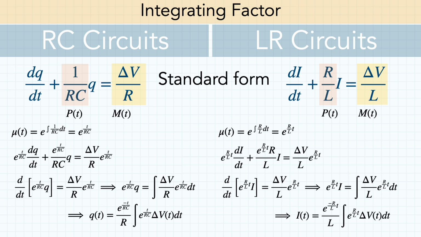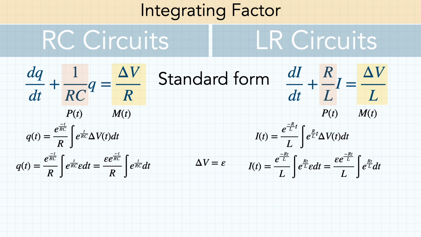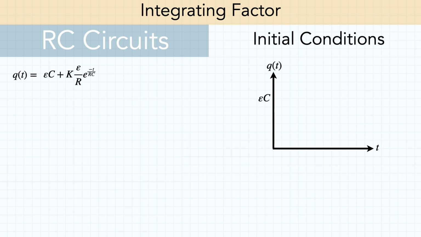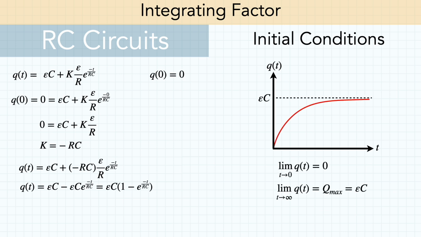Okay, and just to confirm that we're getting the same result as we did for the separation of variable, let's pretend that delta v of t just equals some constant epsilon. So if we plug that in, we can factor this out, then we can take the derivative of e to the mu of t, and simplify, and we're left with a very similar equation as to last time, but we have a constant k. So all we do is we check the initial conditions like we did last time. So we have that q of 0 equals 0, and at the end, q max equals epsilon c. So if we plug that in, we can solve that k equals negative rc, and if we plug that in, we get the exact same equations we got last time.